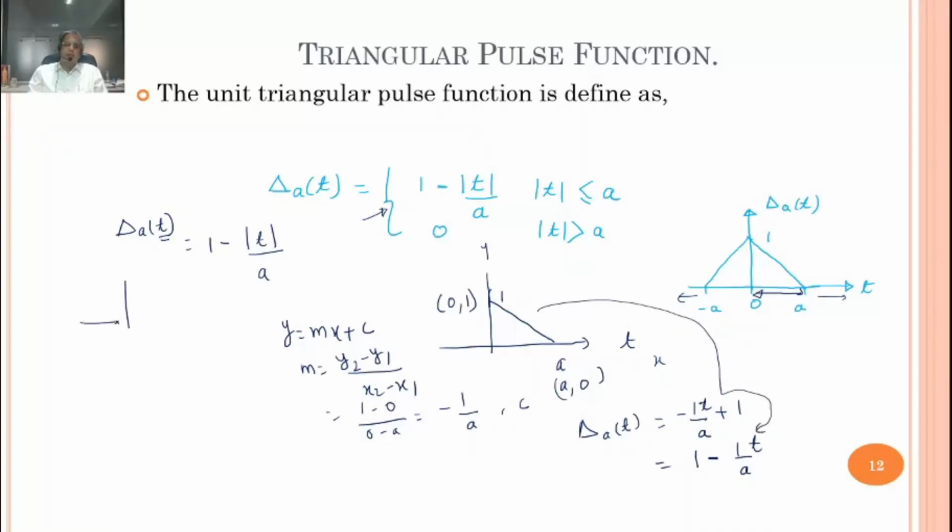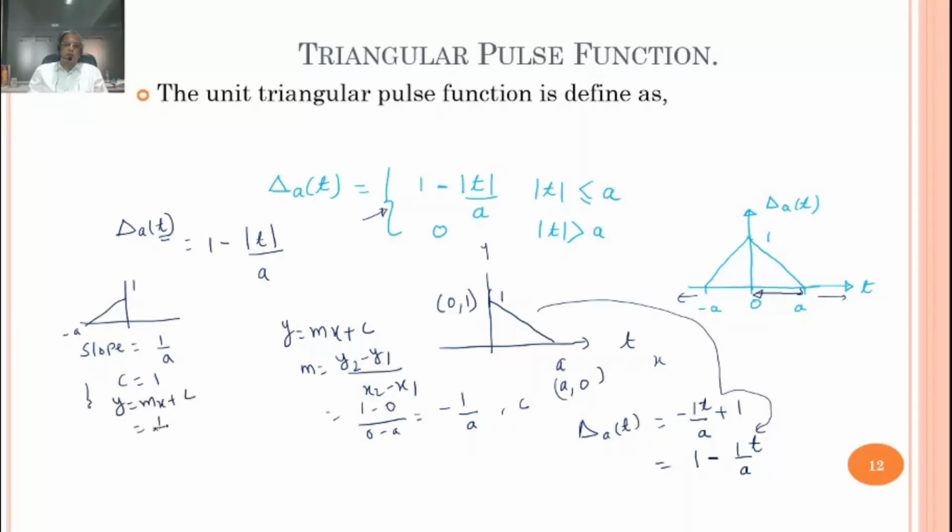Similarly, for this other part, find the slope of this line, which is 1 by a. The intercept c is 1 by observing this. Then y equals mx plus c.